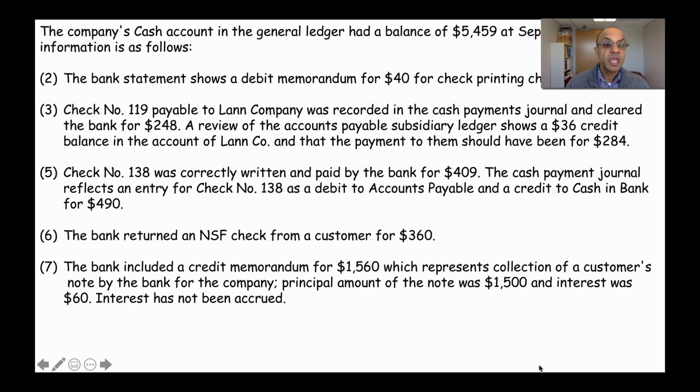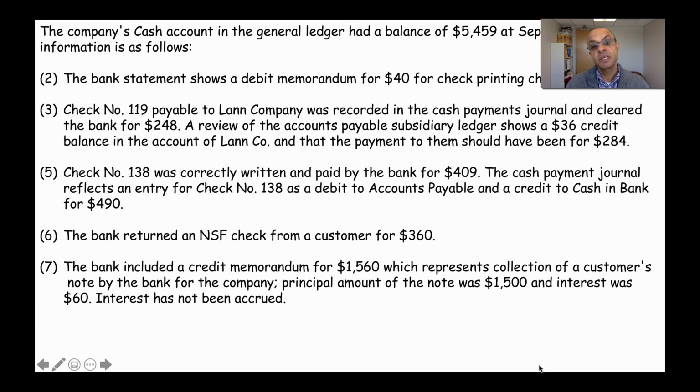Then we have items 2, 3, 5, 6, and 7. For item 2, we see a debit memorandum, which needs to be subtracted. For item 3, when you read it carefully, both the bank and the general journal are correct. But the mistake happened in the subsidiary ledger, which means we don't need to record it in the bank reconciliation. So you can cross off number 3.